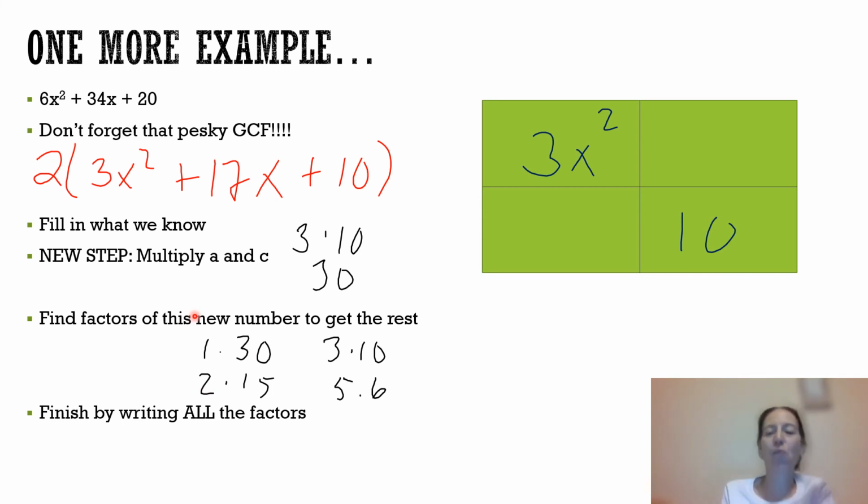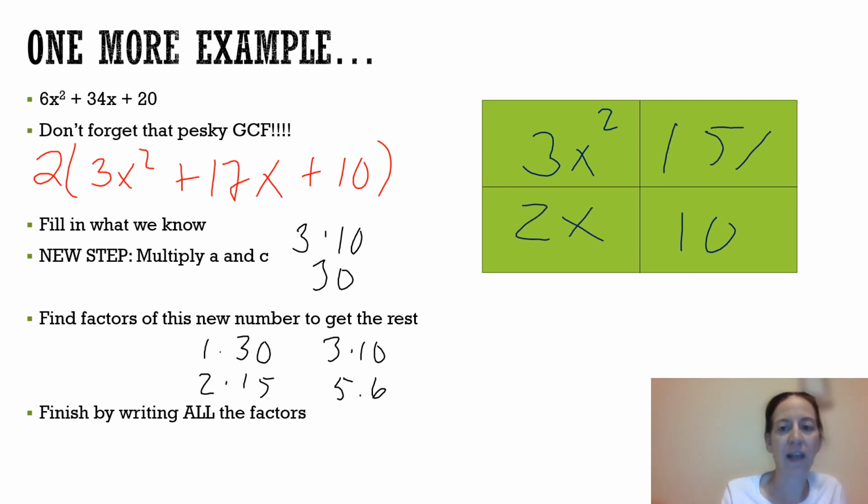If you pick the wrong one though, with this method, it won't work when you get to the next step. So just keep that in mind. If you do get stuck, there might be another pair that might work. So we're looking for a 17. And as you go through, 2 and 15 is the pair that would get us the 17. So we would have a 2x and a 15x.